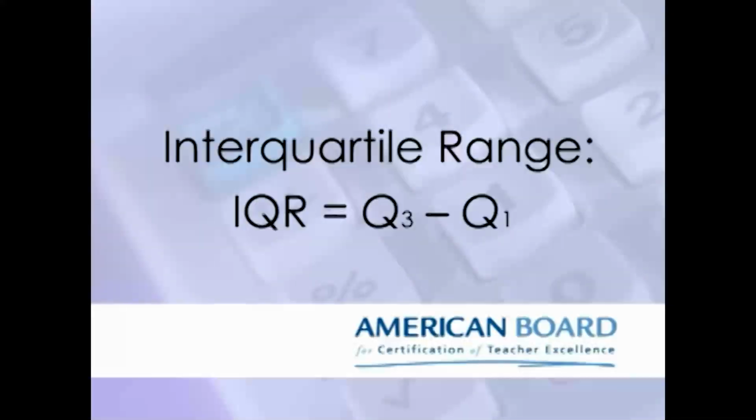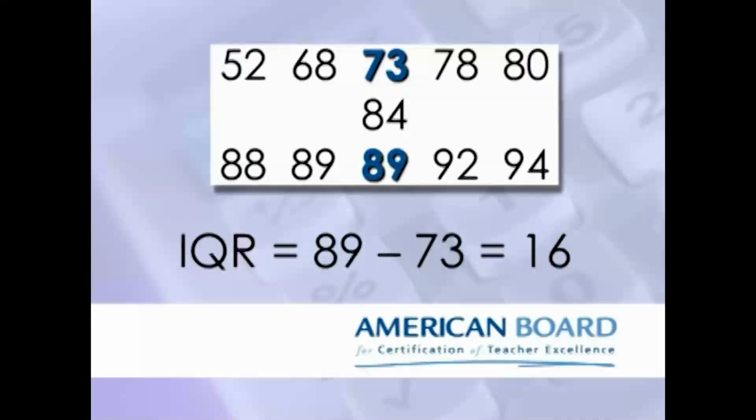The interquartile range of a data set is very simple to calculate once you've identified the quartiles through whichever means you've chosen. All you have to do is subtract the first quartile from the third quartile. So that means the interquartile range for the test scores is 16.